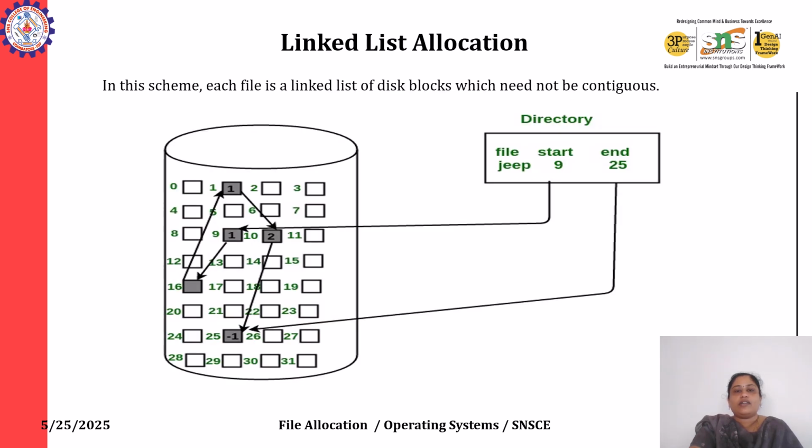Now let's see linked list allocation. The linked list allocation has pointers pointing to the different blocks of a file. Here the directory structure of the linked list allocation will have the starting address of the file as well as the final entry of the file. So both the starting block and the end block will be given in the directory of the linked list allocation.